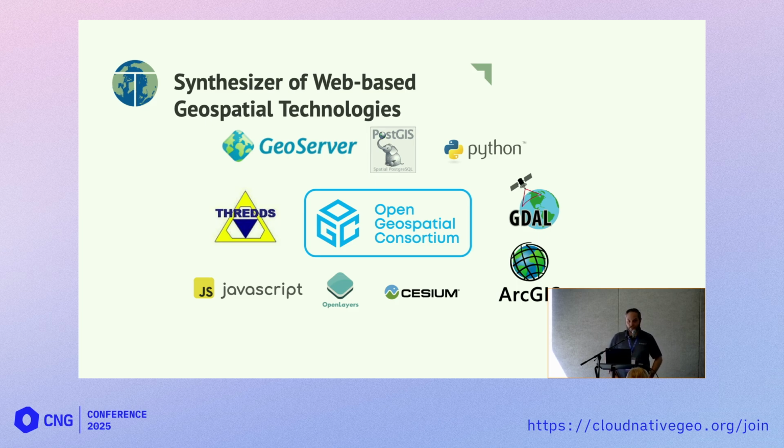Tethys Platform is also a synthesizer of web-based geospatial technologies. Early on, we did a survey of open source GIS. This was back in 2012, so it's a little dated. We picked a few things to package with Tethys Platform. We frequently use it with things like GeoServer and THREDDS, PostGIS, and we're using web clients like OpenLayers and Cesium. That said, we've tried to make sure we're compatible with the OGC standards, and so it works well with other servers and services that support those standards.